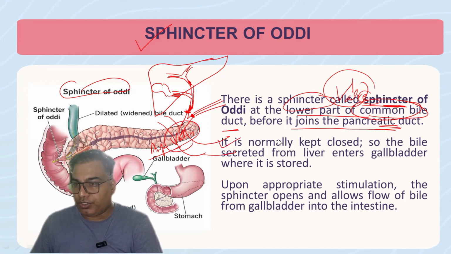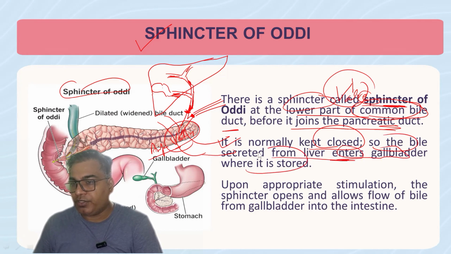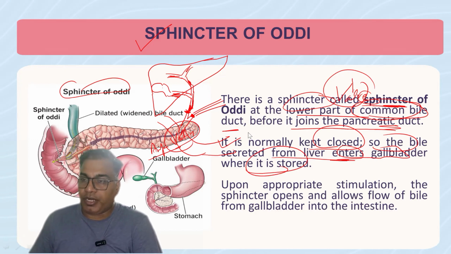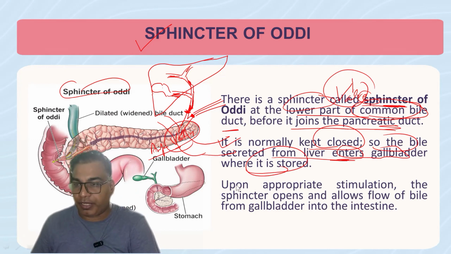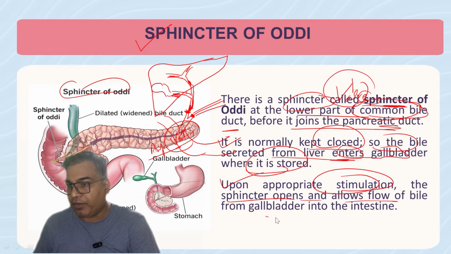So generally it is kept closed. The bile secreted from the liver cells enters the gallbladder where it is stored. So usually gallbladder has a function of storage of bile. Upon appropriate stimulation, sphincter opens and allows flow of bile from the gallbladder into the intestine.